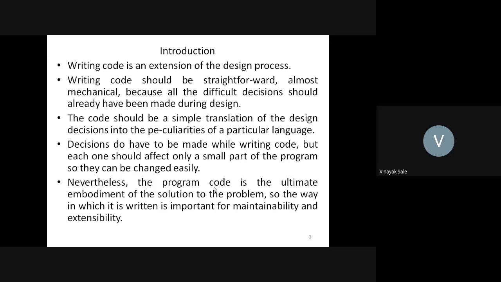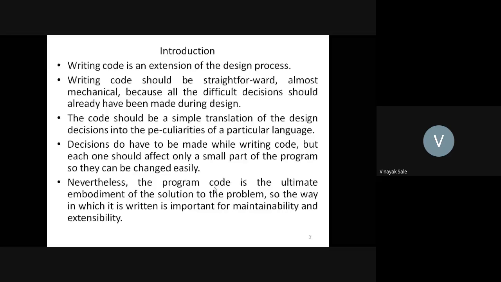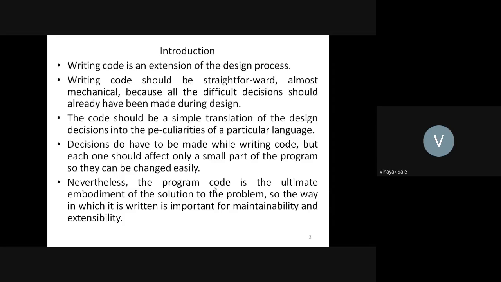peculiarities of the particular language. Decisions have to be made while writing code, but each one should affect only a small part of the program, so they can be changed easily. Nevertheless, the program code is the ultimate embodiment of the solution to the problem. So the way in which it is written is important for maintainability and extensibility.